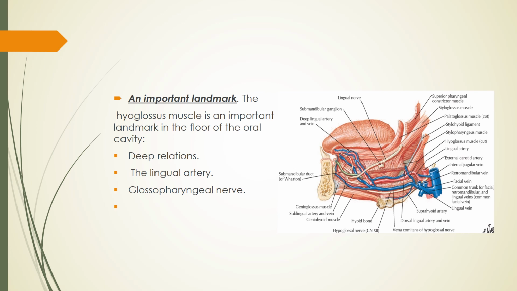Hyoglossus muscle is an important landmark in this area. It is related to some important structures in the floor of the oral cavity. Its two important deep relations are the lingual artery and glossopharyngeal nerve, other than the deep muscles of the tongue which are related to this. That lingual artery we can see from here. When we cut the hyoglossus muscle, we can see lingual vessels, and one nerve which is present in relation to this surface is the glossopharyngeal nerve.